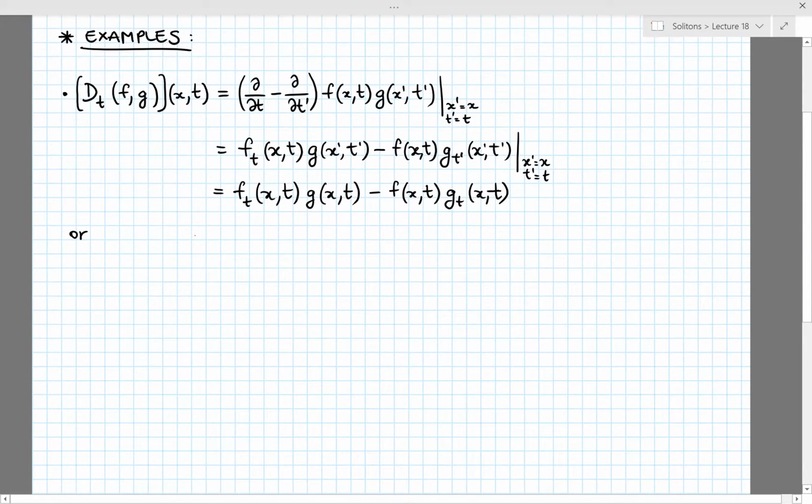Or in short, D_t of f comma g is equal to f_t g minus f g_t. This is equation 6.13. Which in particular implies, if we take g to be equal to f, that D_t of f comma f is equal to 0.